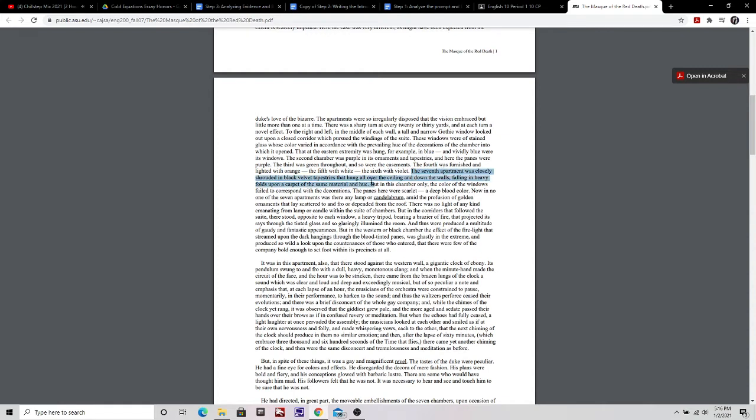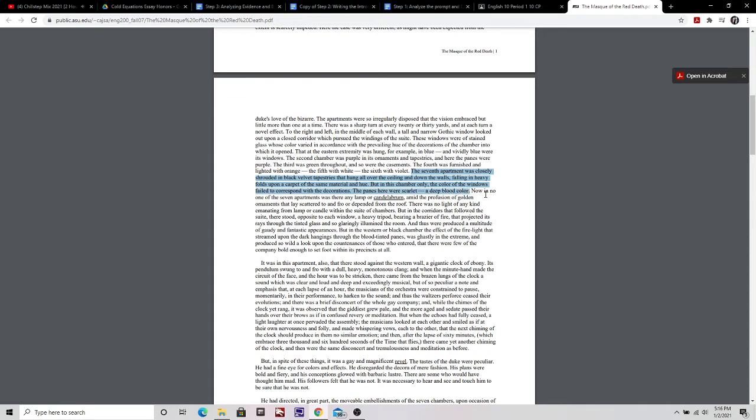So we get this description here. The 7th apartment was closely shrouded in black velvet tapestries that hung over the ceiling and down the walls, falling in heavy folds upon a carpet of the same material and hue. But in this chamber only, the color of the windows failed to correspond with the decorations. The panes were scarlet, a deep blood color.